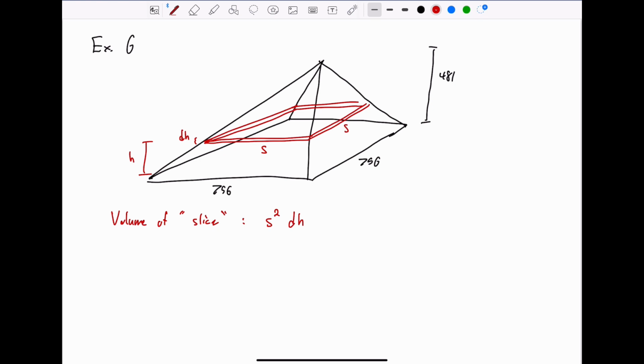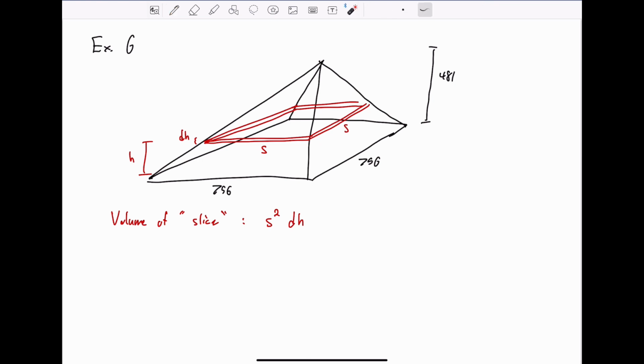To get the total volume, I will integrate this expression, but I have a problem. I have two variables. I have s and I have h. So before we can actually integrate, we need to convert the s to be in terms of h. How do we do that? Well, we're going to do that using something called similar triangles.